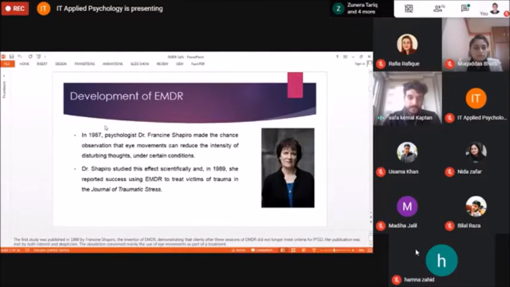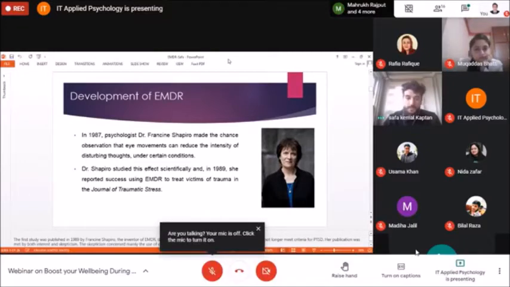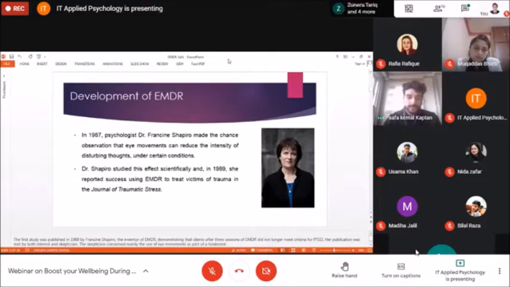The development of EMDR was a chance discovery, actually. Francine Shapiro, you see her picture, died last year or this year, I'm not sure. She was walking in a park and she decided to watch a tennis game. And she realized that watching the movements of the tennis ball moving from one side of the pitch to the other side helped her to calm down. So she decided to study this effect scientifically, and she published the first study in 1989. It's more than 30 years ago now.